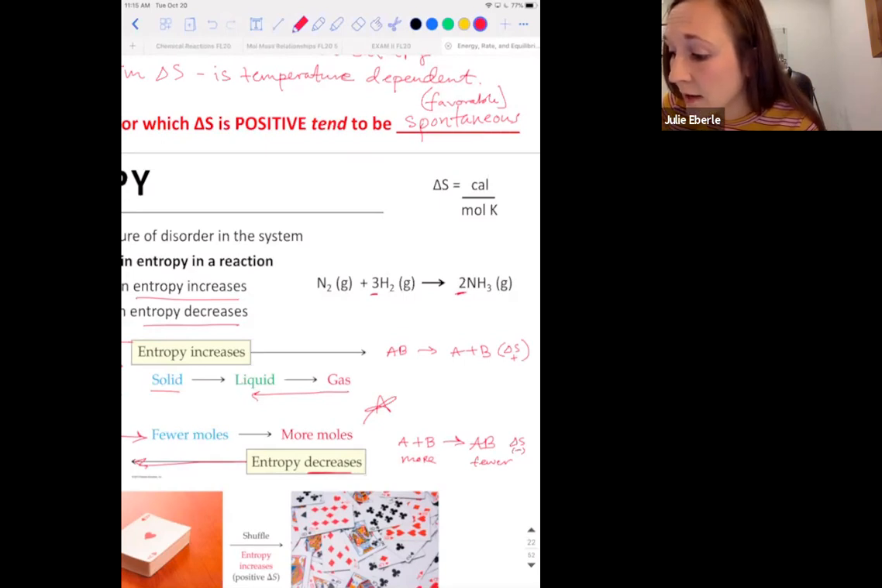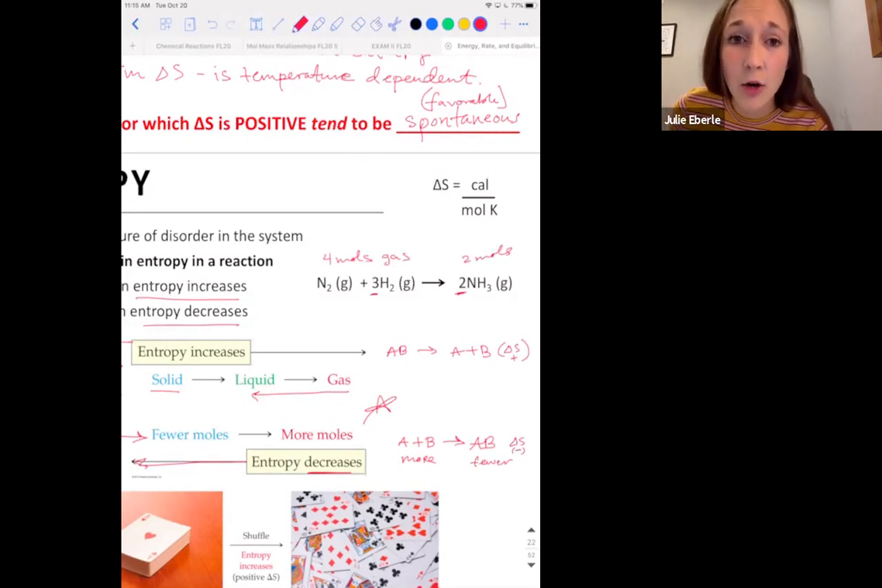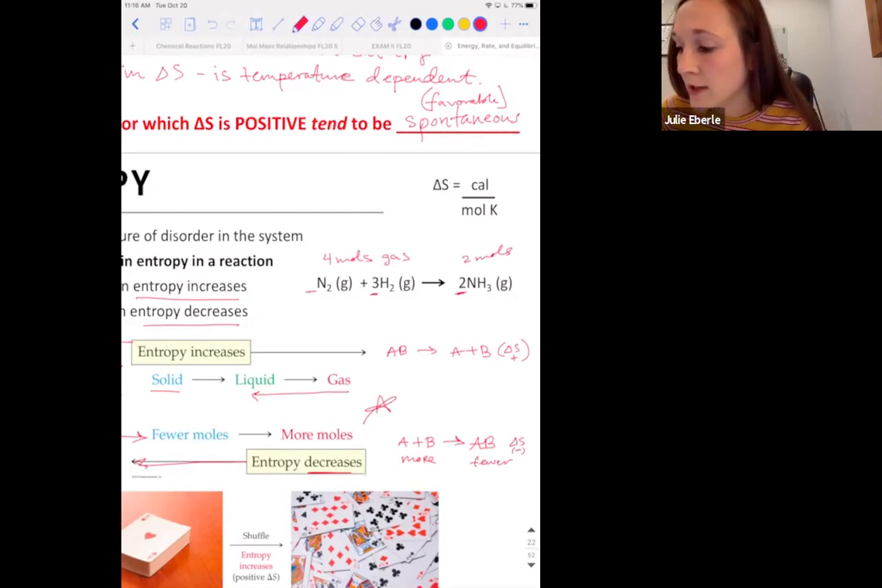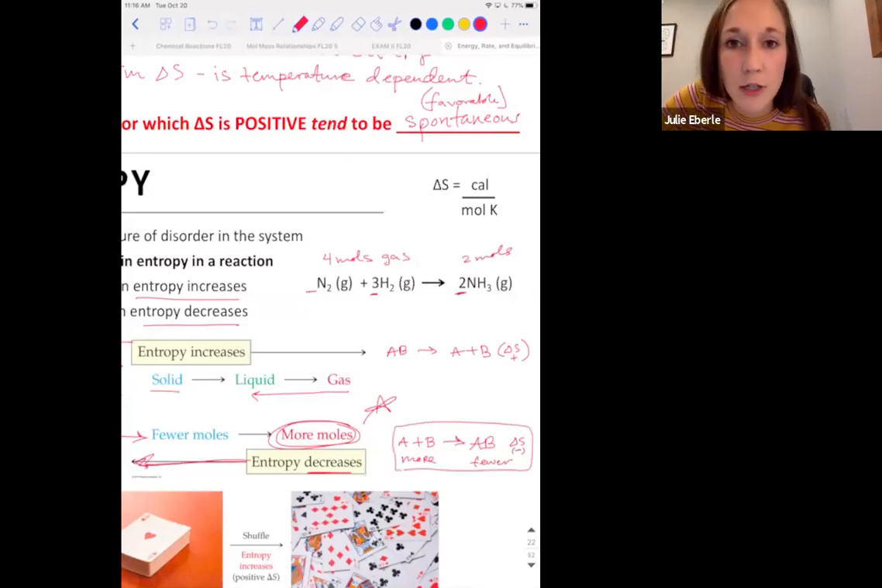On this side, I notice I have 4 moles of gas. On the product side, I only have 2 moles. And how am I adding this up? I'm just adding the coefficients together. 1 mole of nitrogen gas plus 3 moles of hydrogen gas total gives me 4 moles of gas on my reactant side. And then on the product side, I have 2 moles of ammonia gas. So what that means is we are going from more moles on the reactant side to fewer moles on the product side. That is exactly like this combination reaction here.